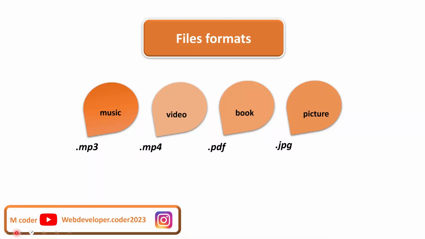Look guys, different files in the computer world have a different format. For example, the music file format is .mp3. When you look at the music stored on the computer, you will see the .mp3. Video files have a different format, one of which is .mp4. And electronic books are in .pdf format.